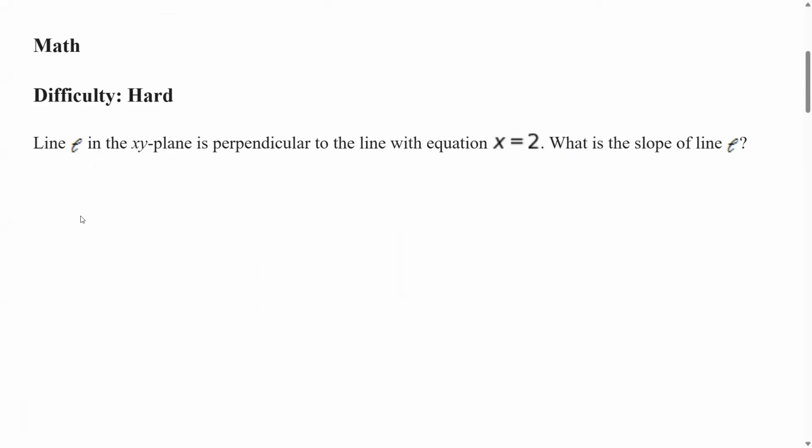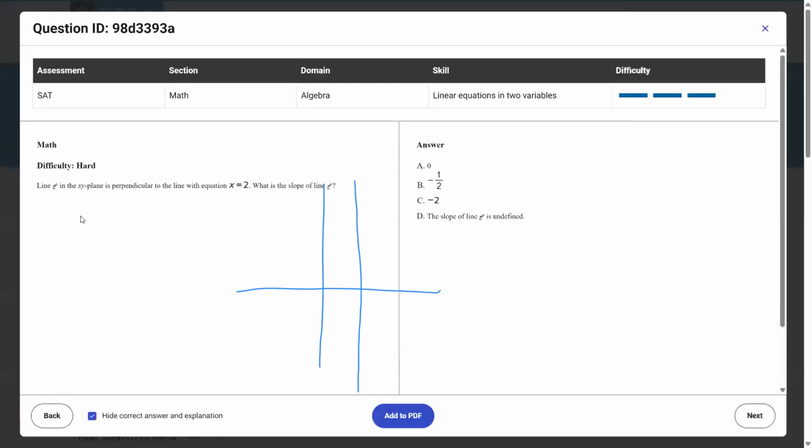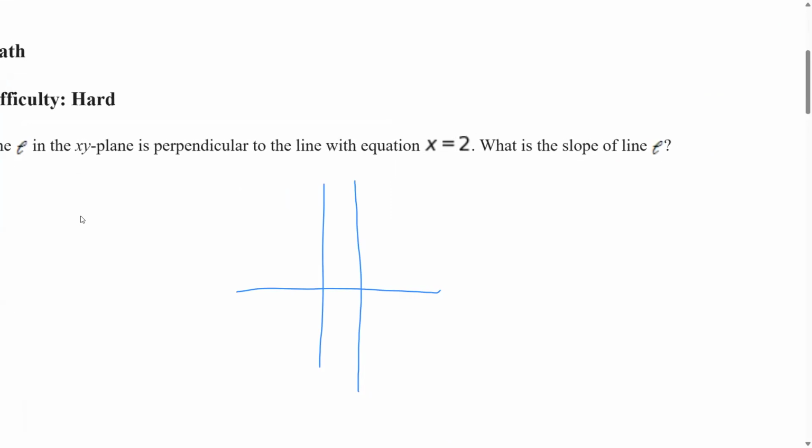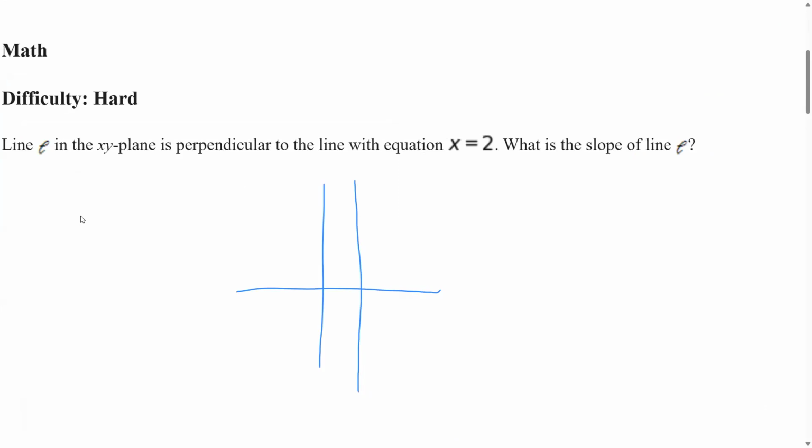Line L in the xy plane is perpendicular to the line with equation x equals something. What's the slope of line L? Line L is perpendicular to the line with this equation. So we have the equation x equals a constant. Line L is perpendicular to this line.